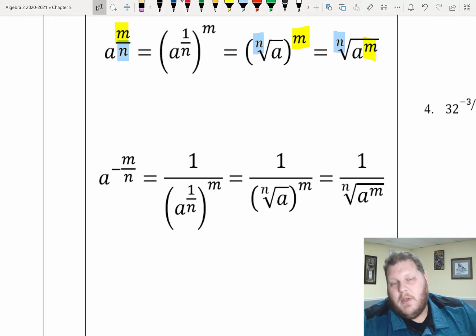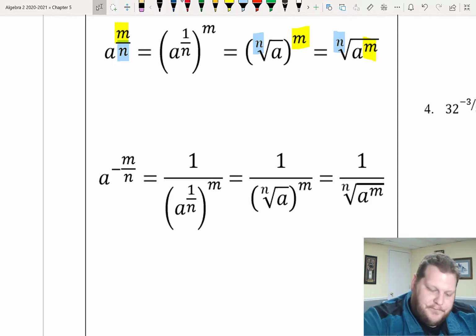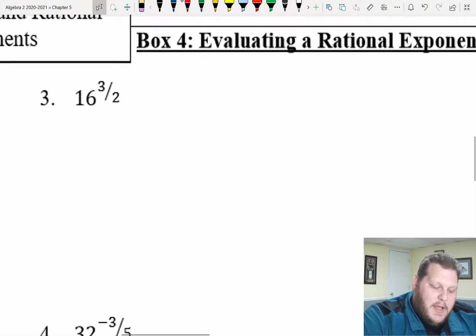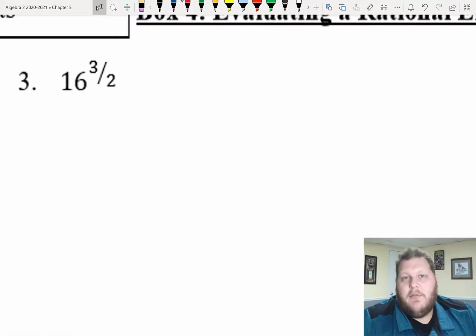My denominator becomes the root of the whole thing. So the last thing that we're doing today for box 4 is just working on converting back and forth and evaluating with our fractions as exponents, or rational exponents.